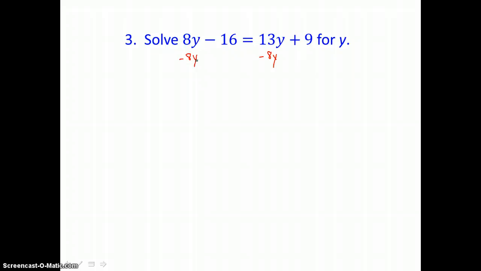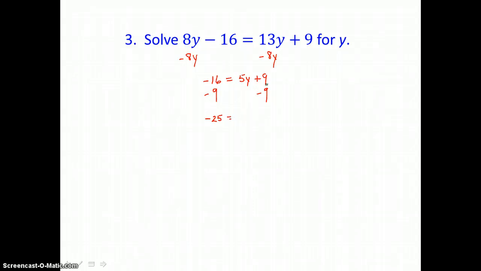8y and negative 8y are 0, so we're left with negative 16. Don't lose that negative sign. And over here, like terms, 13y take away 8y is 5y plus 9. Okay, our variable terms went to the right, so our constant terms are going to go to the left. We're going to subtract 9 from both sides. Simplifying, we have a total of negatives on the left, negative 16 and negative 9, total negative 25.